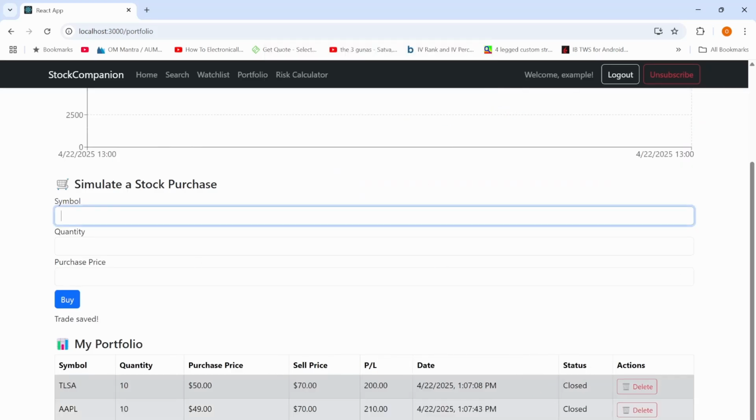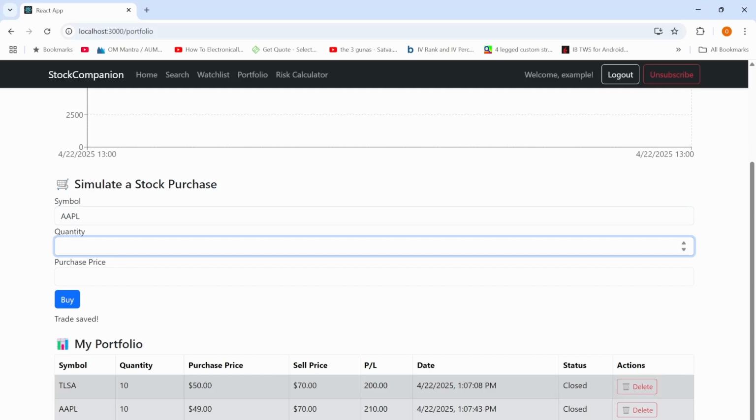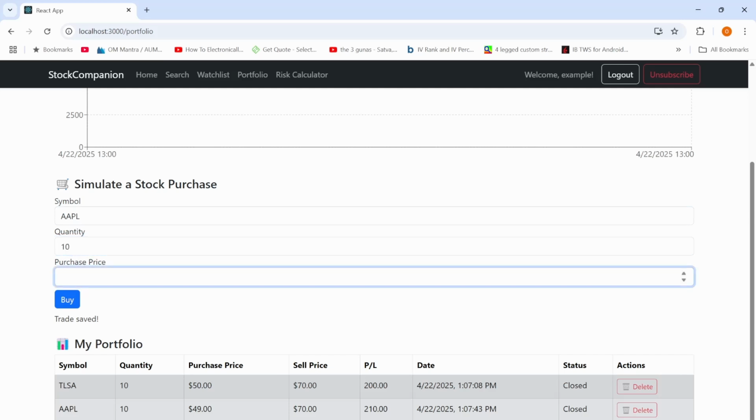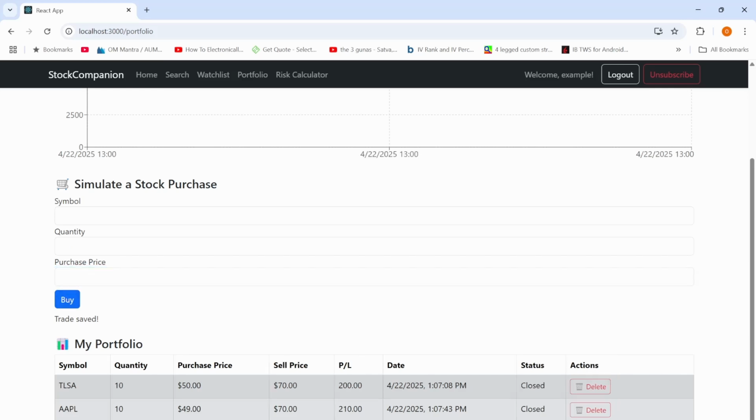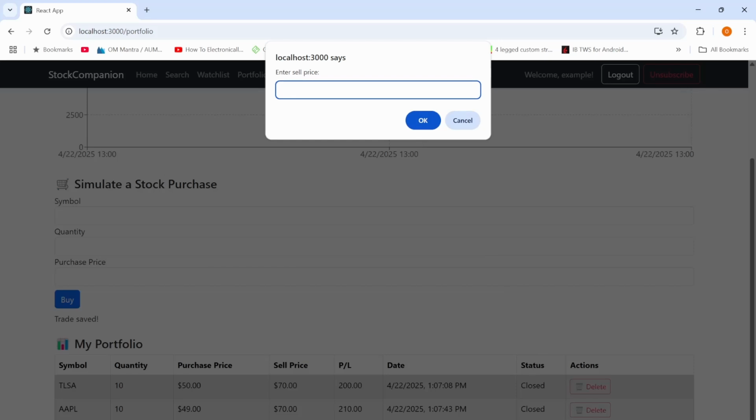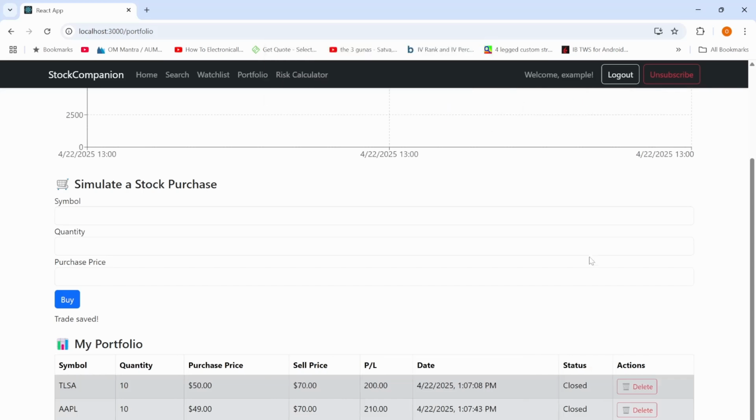Okay, so we've got Tesla, Apple. Let's try another Apple trade. We feel lucky with Apple, so let's go with another 10. It went up to $70, so let's purchase there. Let's see if we can get lucky. We buy at $70 and we sell when it goes all the way to $90, and we're feeling amazing.